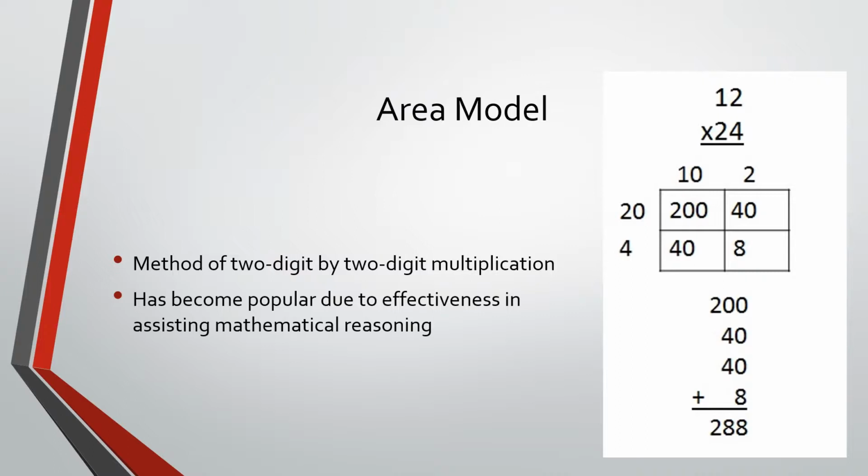And so this just consists of, in this example problem of 12 times 24, breaking the 12 into 10 and 2, the 24 into 20 and 4, and then multiplying across the boxes and adding all of those together to get to our answer.